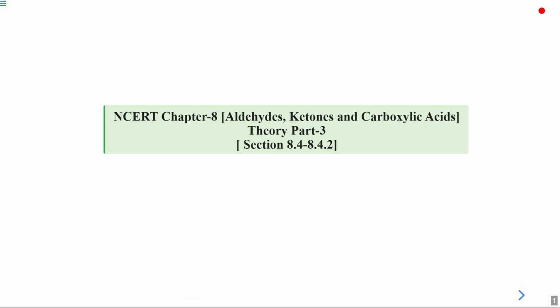Hello students. So let's continue with the NCERT chapter 8, which is aldehydes, ketones and carboxylic acids. Today is theory part 3. The sections which we will cover today are from 8.4 to 8.4.2.